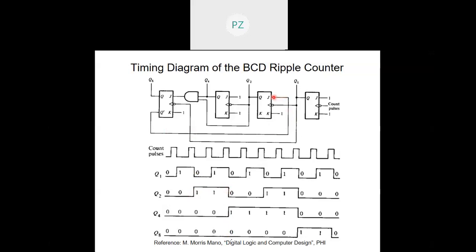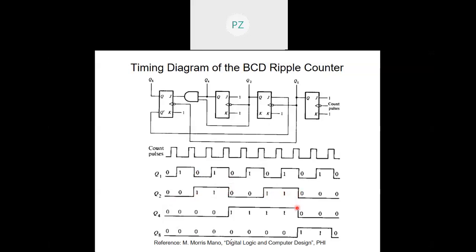As far as QA dash remains 1, it will keep toggling at every negative edge of Q1, right? Because K is already 1. As far as J remains 1, it will keep toggling at every negative edge of Q1. And what is QA dash? QA dash is high. It is 0 here, so it will remain high, right? Till this far, it will remain high. So it will keep toggling at every negative edge of Q1. So it will toggle from 0 to 1 at the negative edge, 1 to 0 at the negative edge, and then 0 to 1 at the negative edge, and then 1 to 0 at this negative edge.